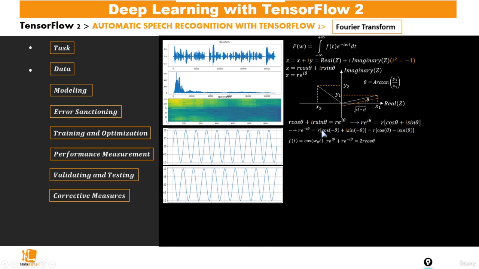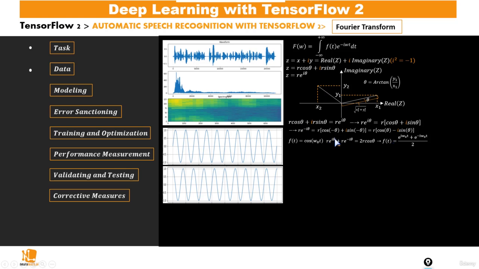So that's why we have this plus this giving us 2r cos theta. Now that said, it means r cos theta, which in this case is our f of t. If we modify this theta, so if we turn this theta now to omega 0 t, in that case we have that f of t is this.